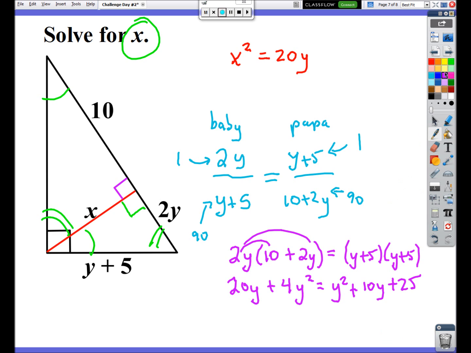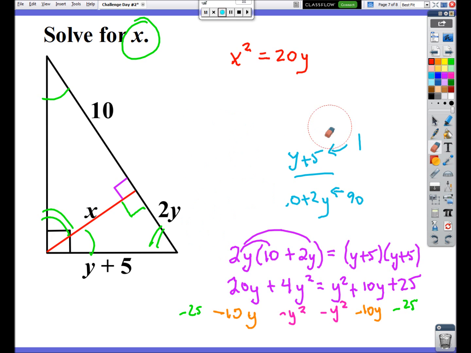This is definitely looking like a factoring problem, but I need to move everything over to one side. And I'm going to say preferably where the y squared term's positive. So I'm going to move everything over to the left side. So I'm going to subtract the y squared. I'm going to subtract the 10y. And I'm going to subtract the 25 over. And there really is nothing for the 25 to subtract with, so it just basically turns negative over here.